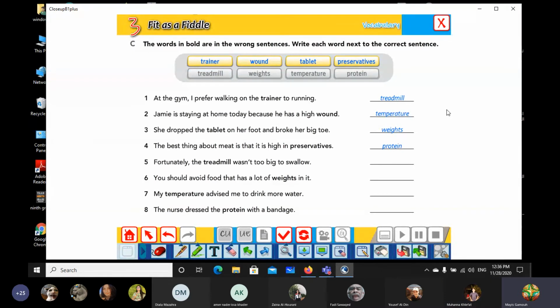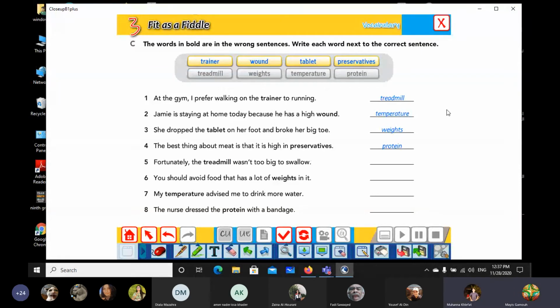Treadmill is the wrong word in here. And do you know the meaning of swallow before answering? Do you know the meaning of swallow? No. Okay. Swallow. Who can help him? يبلع. Yes. So what is the word that fits in the sentence? Which gives you the meaning that you have to swallow something.